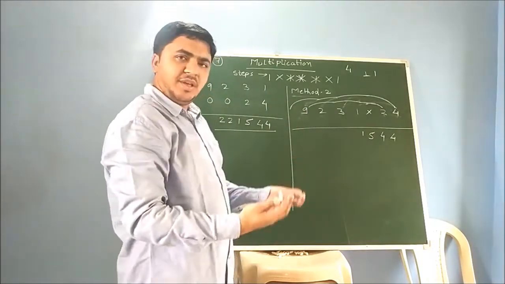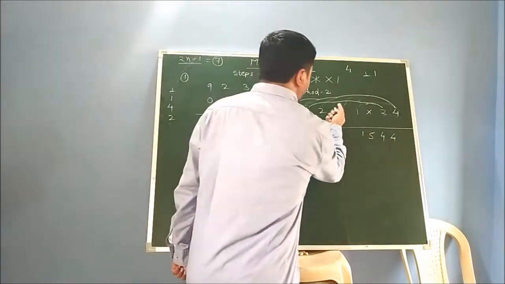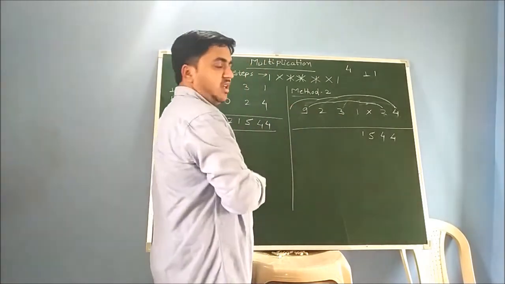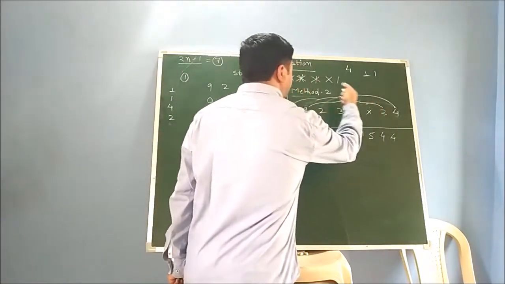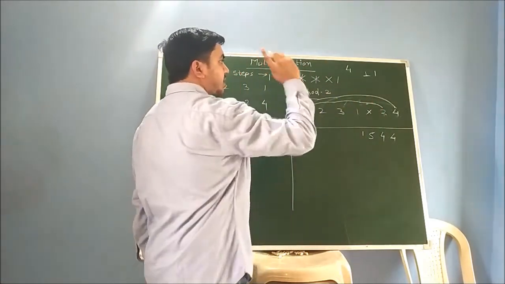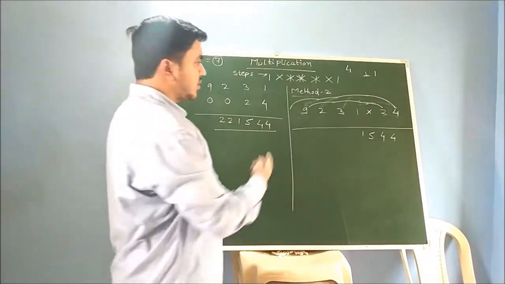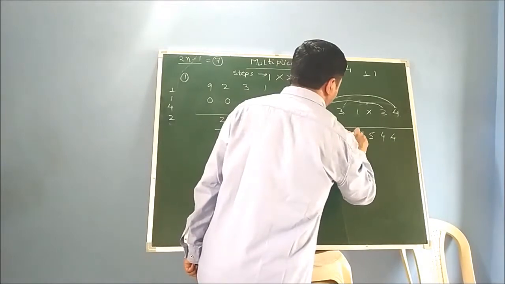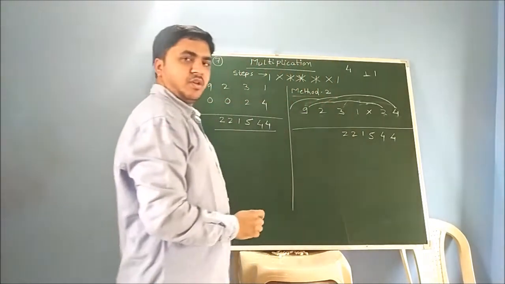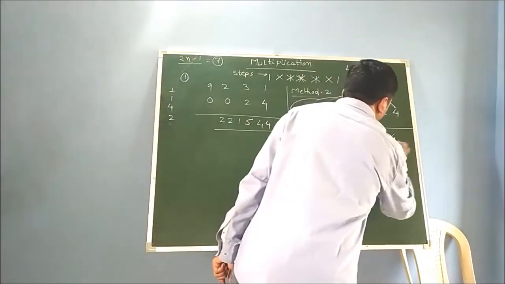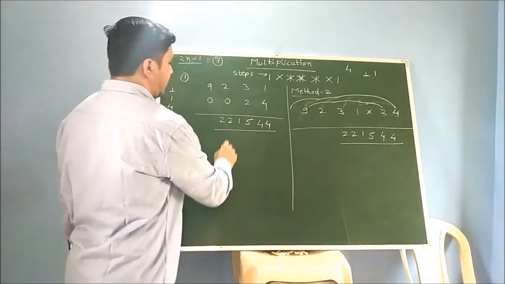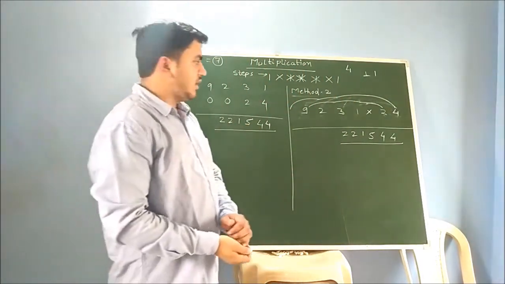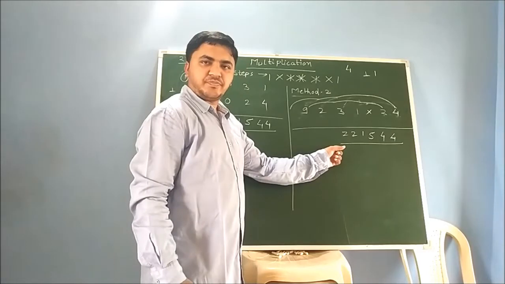So 4 into 0 will be 0. The only thing is, for the second arc you increased, you have to multiply 2 into 9 plus your remaining number. So 2 into 9 is 18 plus your number 4, so that will become 22. So this is 22, 15, 44 and 22, 15, 44. This is my required answer.